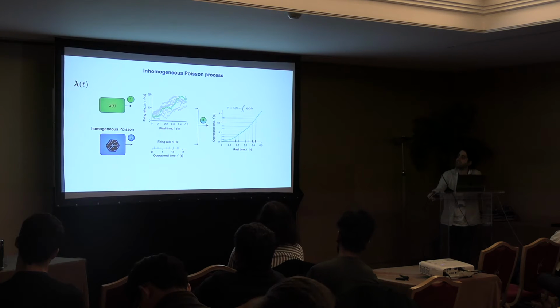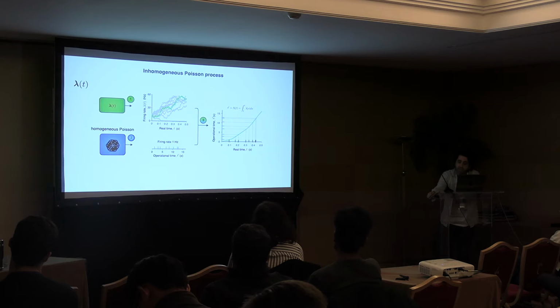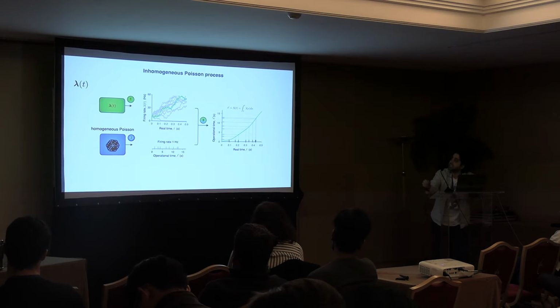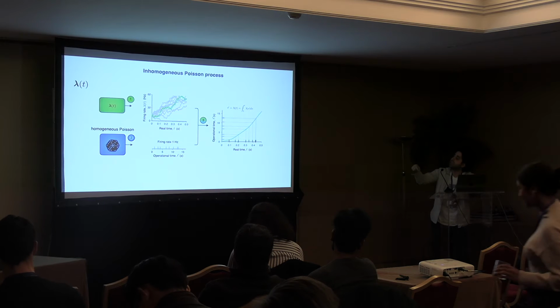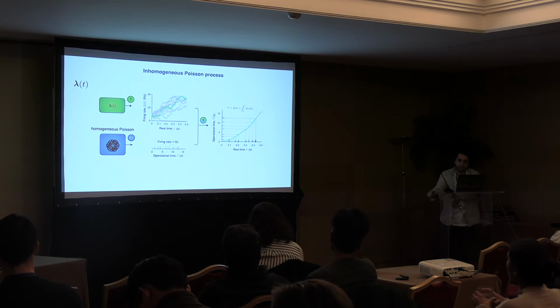But these spikes are in operational time, so it's not real time. In the third step, we map the spikes from operational time to real time by squeezing and stretching time, using the firing rate that we generated, so that the instantaneous firing rate in real time is exactly the same as the firing rate that we generated. Okay.